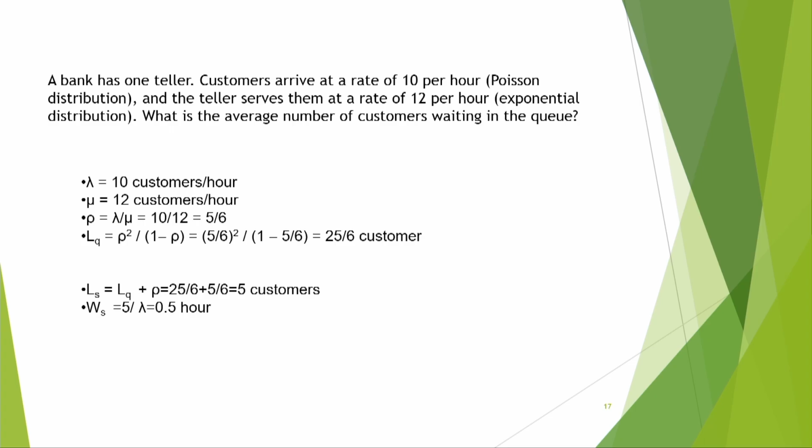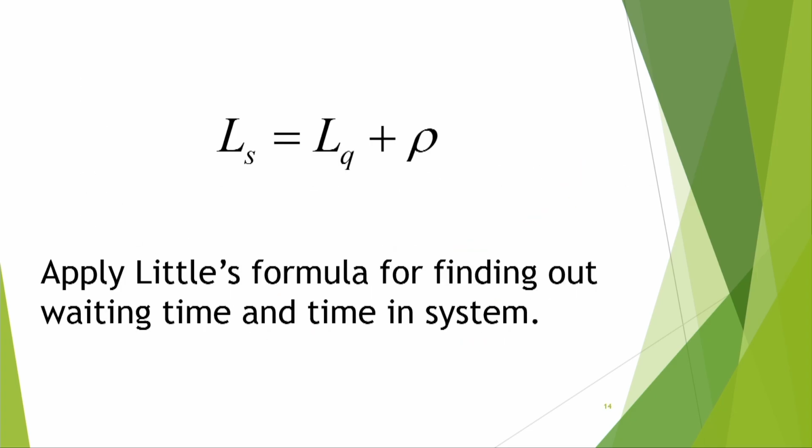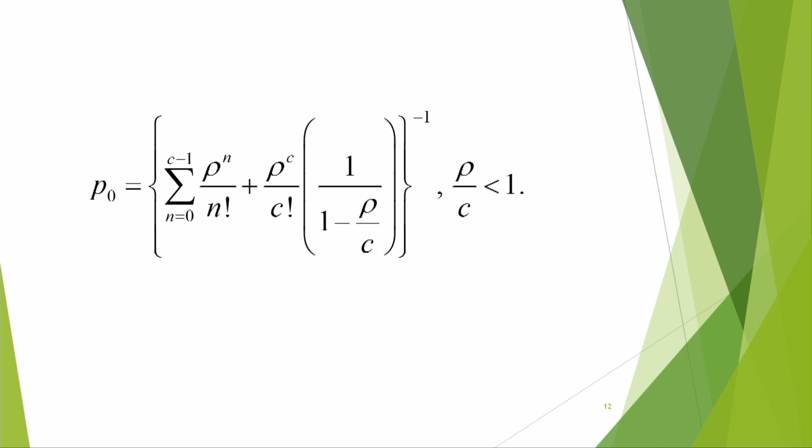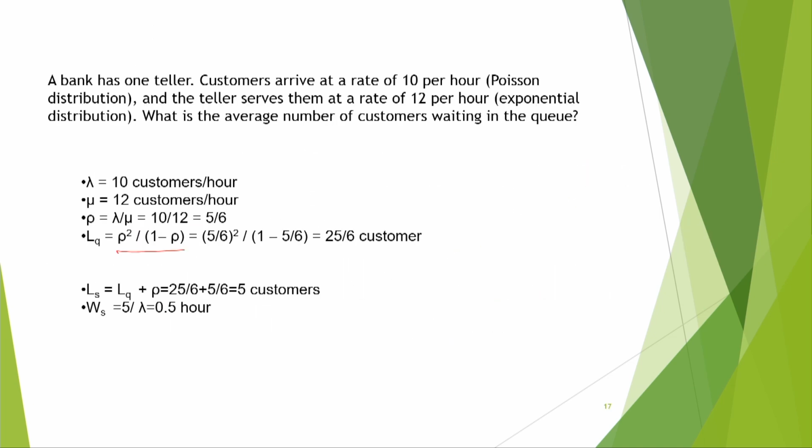Okay. So, here lambda is equal to 10 customers per hour, mu is equal to 12 customers per hour, rho is equal to lambda by mu, that is 10 by 12, that means 5 by 6. Now, LQ is equal to rho square by 1 minus rho. That is the thing, because we have said that LS is equal to LQ plus rho, and LS is equal to rho by 1 minus rho.